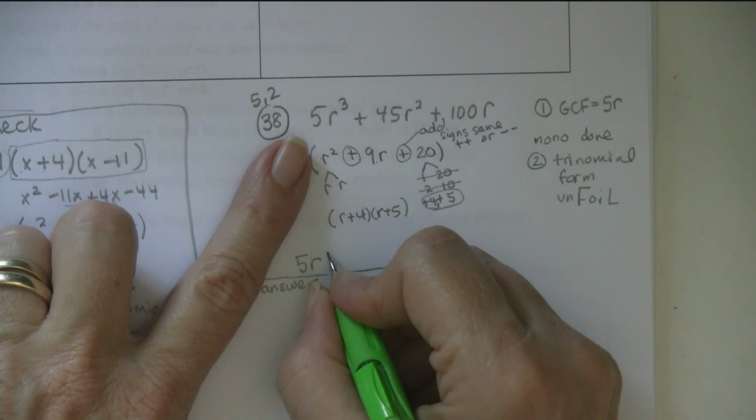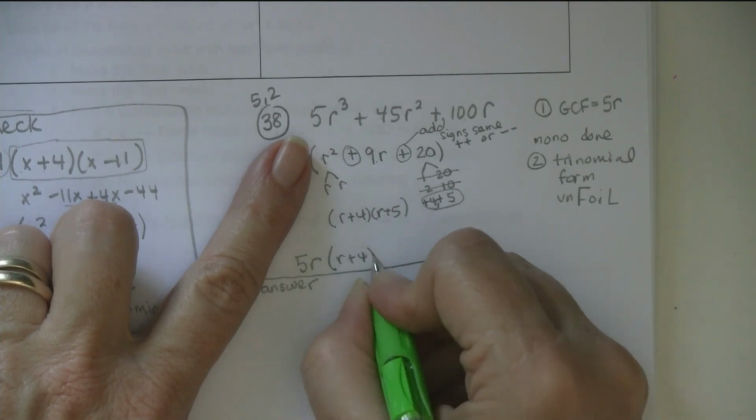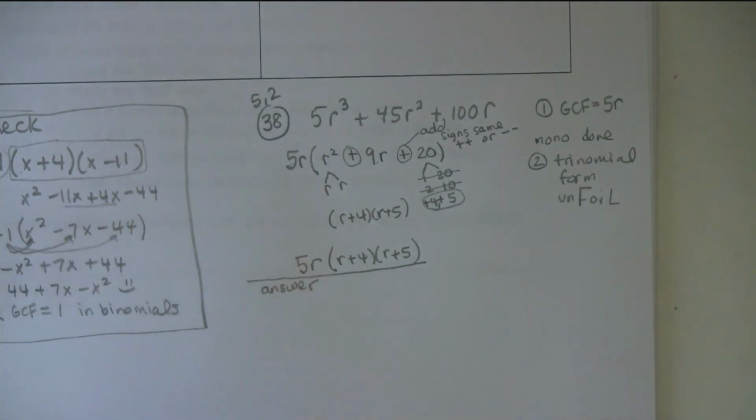And then that's just going to go here on my line. Monomial first, binomial second. Monomial goes first, and the binomials go in whatever order you want to write them in. So I want to write them in that order. That's fine. You can choose to write them r plus 5, r plus 4 if you want. But the monomial, we all have to agree that it goes first. 5r goes first. That's the convention.